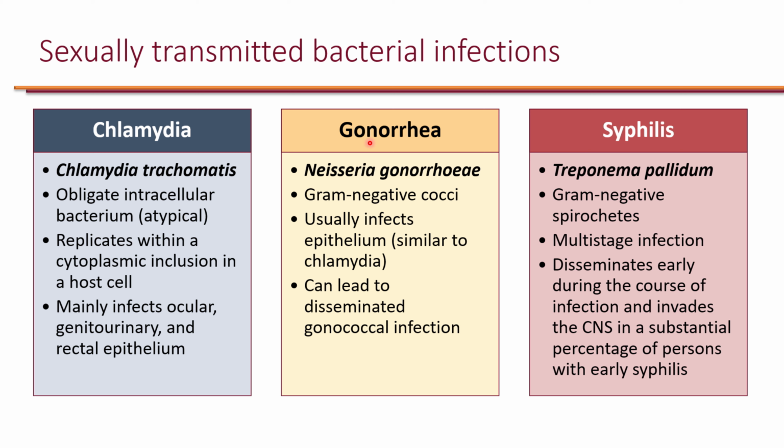There are a lot of similarities between chlamydia and gonorrhea as far as manifestation. Essentially, they infect the epithelial cells, and that could be in the eye, in the genitourinary tract, or in the rectal area. Gonorrhea, in comparison, is caused by Neisseria gonorrhoeae, which is a gram-negative coccus. There are a lot of similarities between these two as far as manifestations, because they do infect the epithelial cells, but they are vastly different organisms, and treatments are different, more or less.